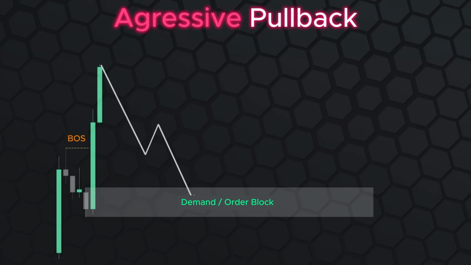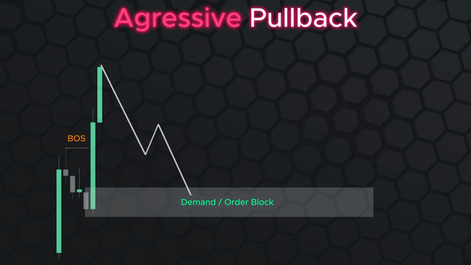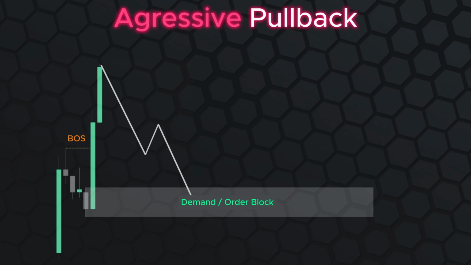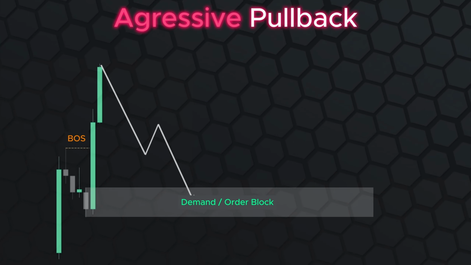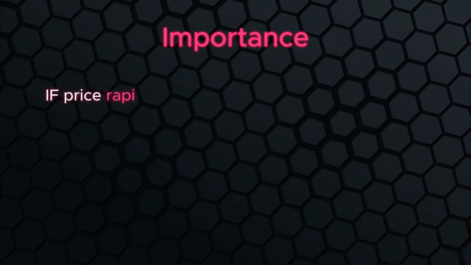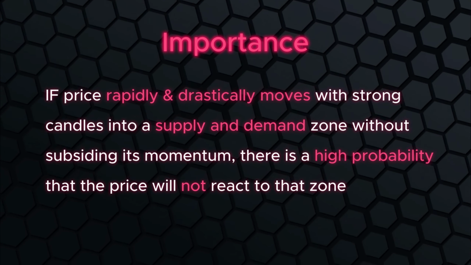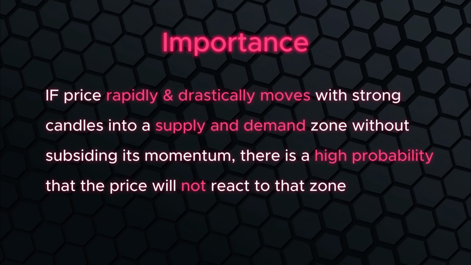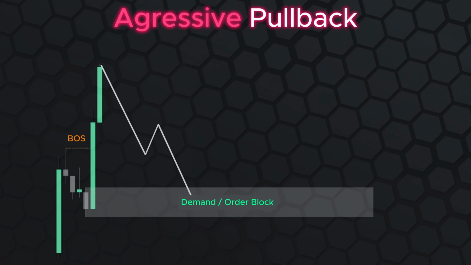In the aggressive pullback type, the price generates a rapid and drastic movement with strong candles that quickly retrace toward our identified demand or supply zone. In this scenario, we wouldn't consider entering the market by opening any position, even with the emergence of confirmation patterns, like the change of character or flip patterns in the lower time frame. The rationale behind this is that if the price rapidly and drastically moves with strong candles into a supply or demand zone without subsiding its momentum, there is a high probability that the price will not react to that zone. Traders need to closely monitor price behavior in such cases and avoid entering the market in situations like this.